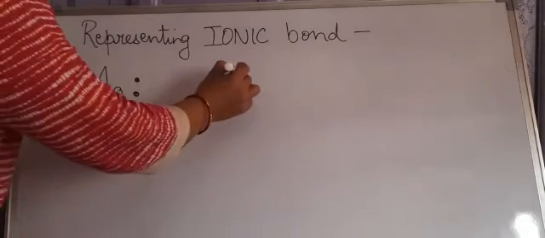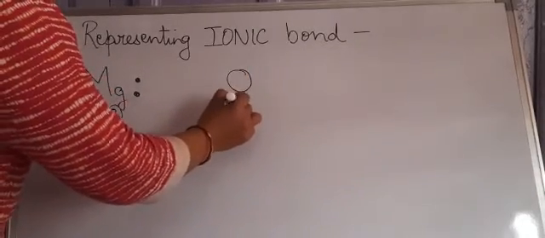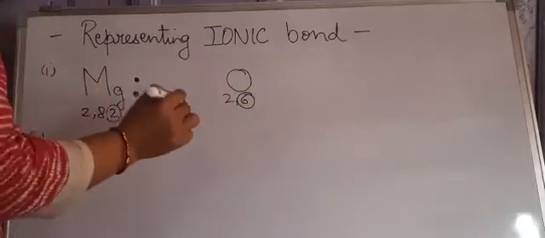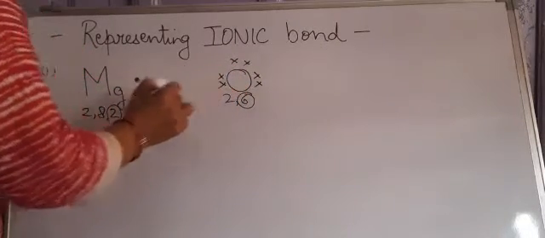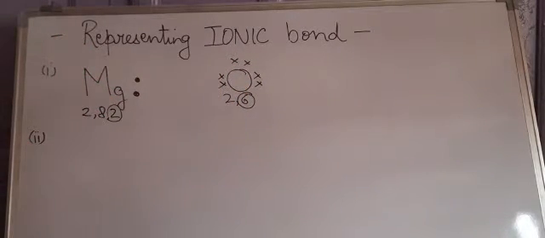Oxygen is the second atom. Oxygen is 2 comma 6, 6 electrons in the outermost orbit. So you show them as 1, 2, 3, 4, 5, 6 electrons. This becomes the electron dot structure.